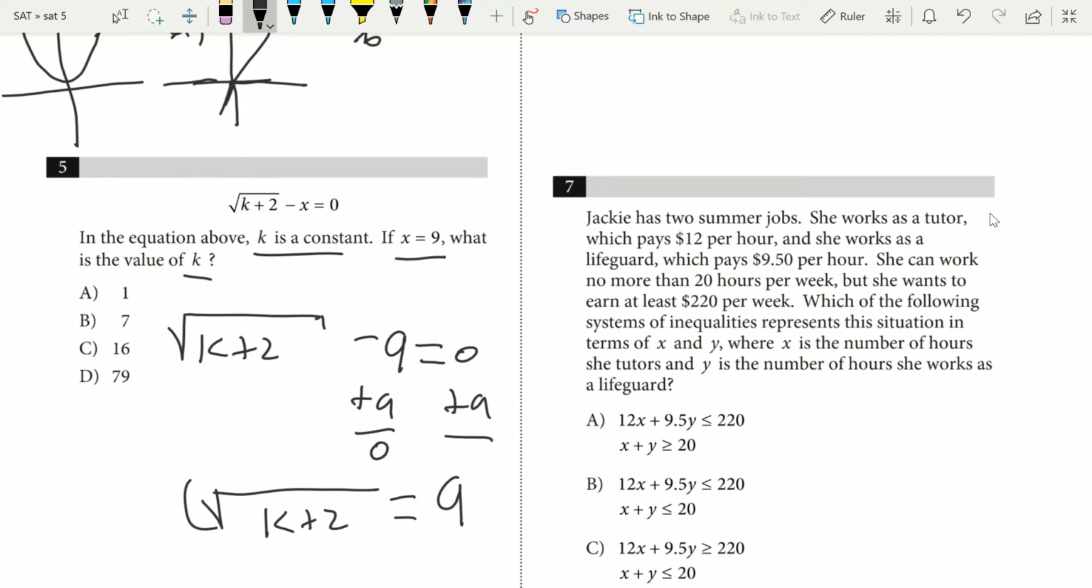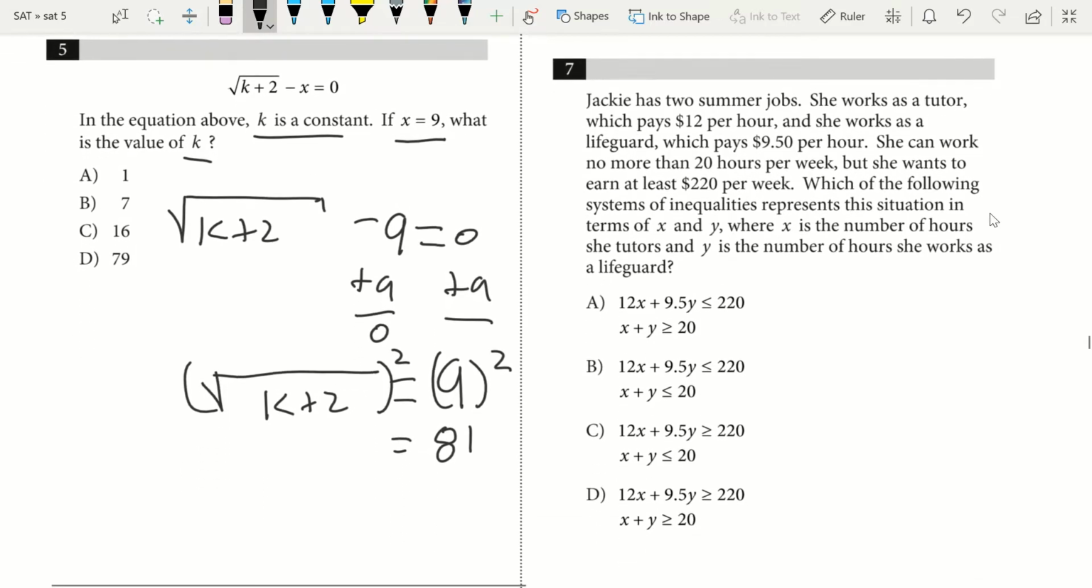We go ahead and we square each side to get rid of our square root. 9 squared is 81. So we're left with k plus 2 equals 81. We subtract 2 from each side to isolate k. 81 minus 2 gives us 79. And we have k equals 79, which is D.